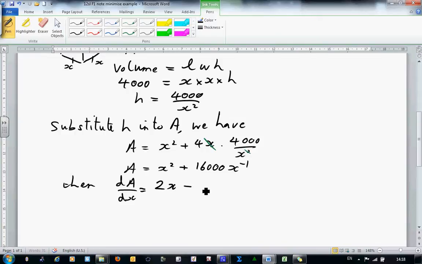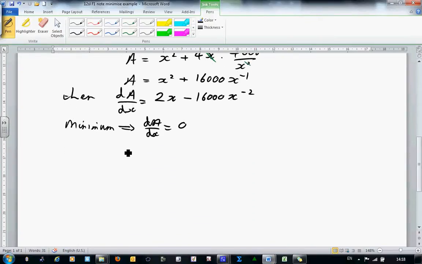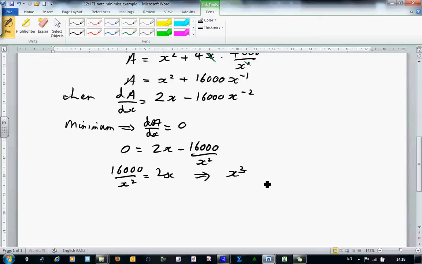And what we're saying is for a minimum, this will imply that dA/dx is 0. And we're looking for what happens when that is true. So we now have 0 equals 2x minus 16,000 over x squared. And notice I put it in a form that I can understand. So rearranging, this then implies that, well, basically once you've put it through, you've got x cubed is 8,000, which means that x is the cube root of 8,000, which is 20.